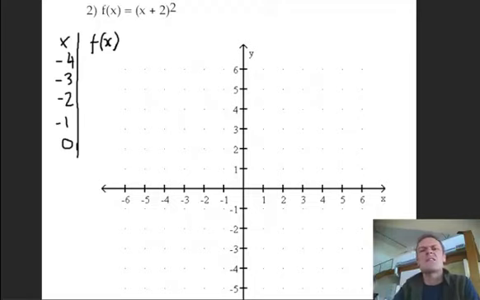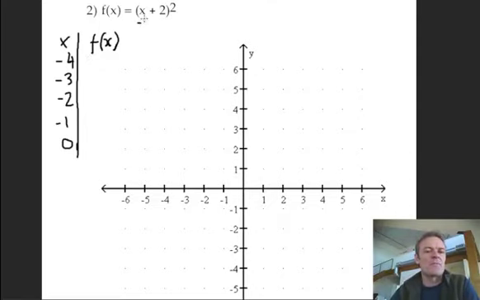Because you might not know which points to pick. Supposing you say, I'm going to choose x is 4. Well, when x is 4, 4 plus 2 is 6. 6 squared is 36. I can't fit 36 on the y-axis. So you've got to be careful how you choose your points. So here we go.